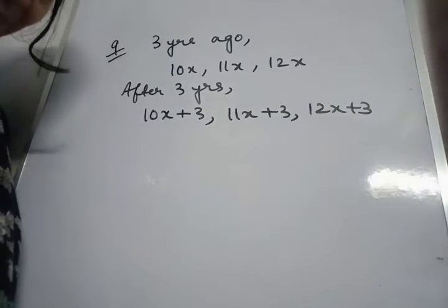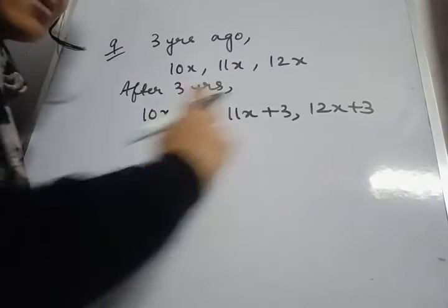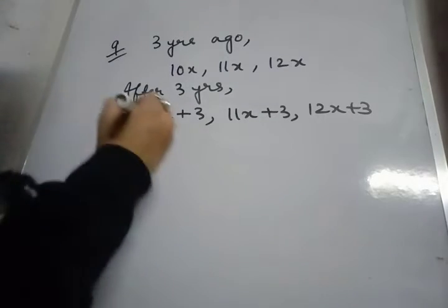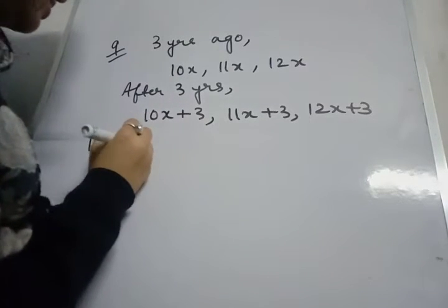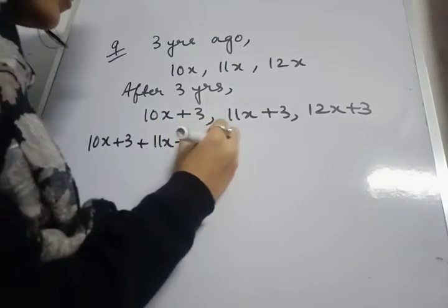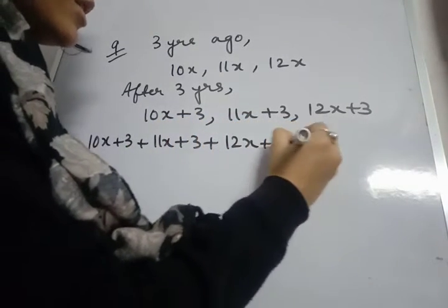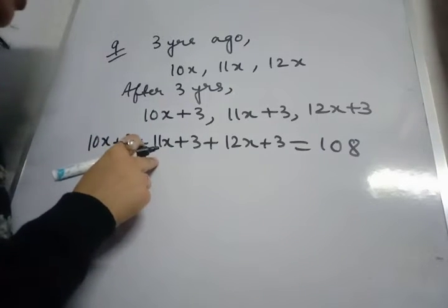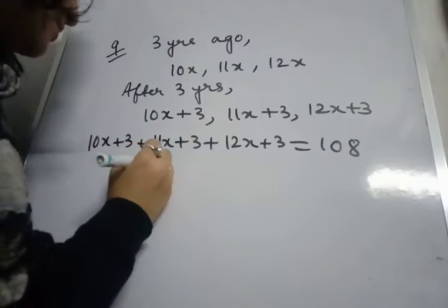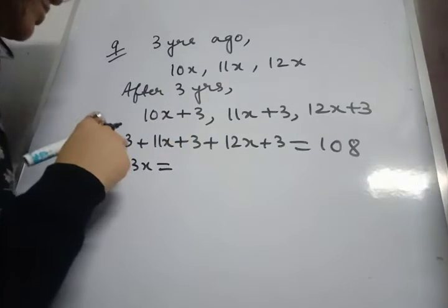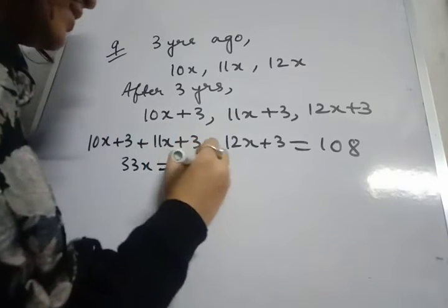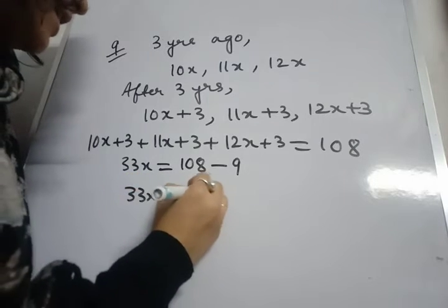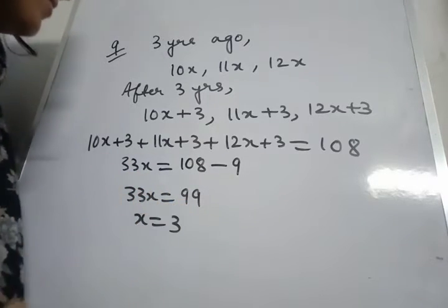Now in the question it is given the sum of their present ages, meaning this one. Sum of their present ages equals 108 years. So 10x plus 3 plus 11x plus 3 plus 12x plus 3 equals 108. So here we have 33x equals, here 3, 3, 6, 9. So 108 minus 9, or 33x equals 99, x equals 3.